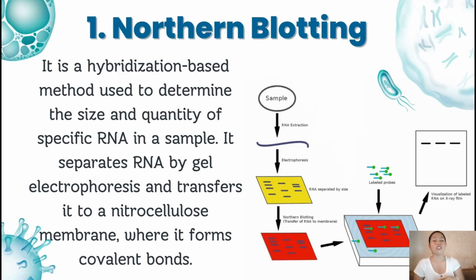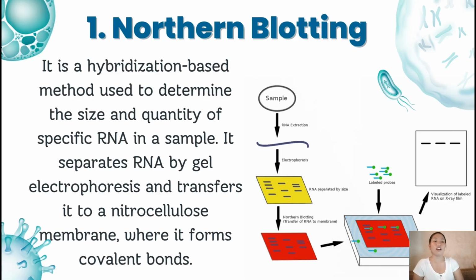And next, as you can see there in the illustration, transfer to a membrane. Copy the sorted RNA bands from the gel onto a sturdy membrane so they stay in order and are easier to work with. And next is to lock it in place. Use heat or UV light to make sure that the RNA sticks to the membrane permanently.